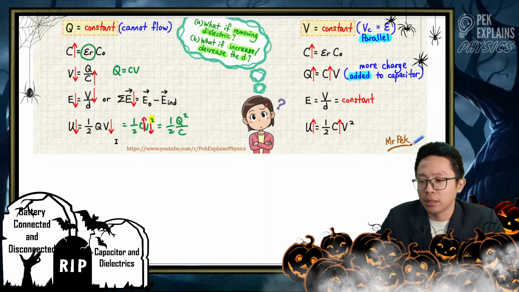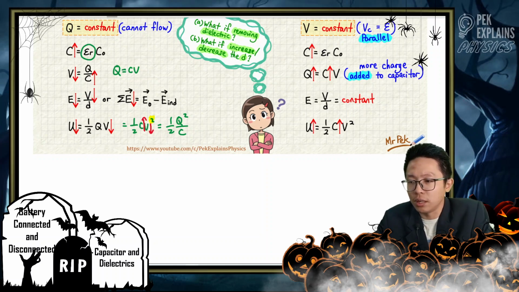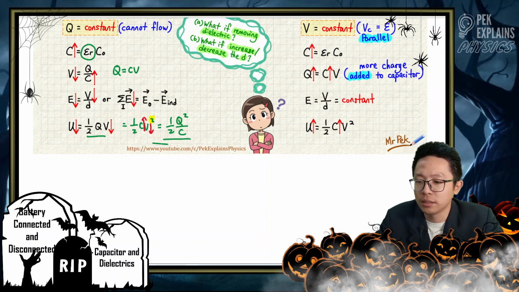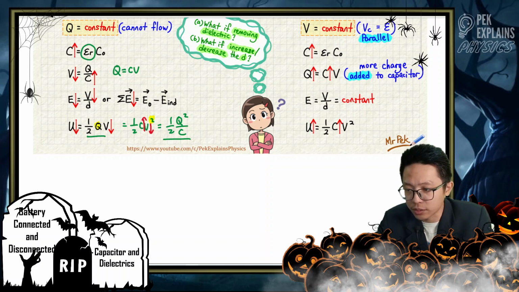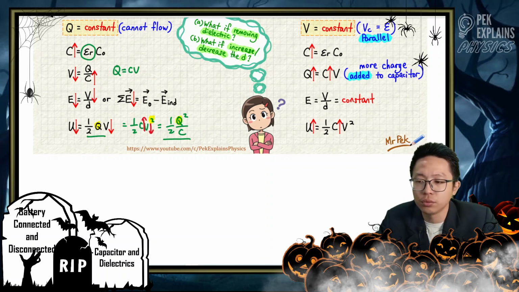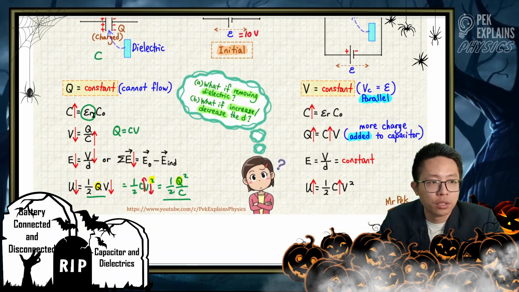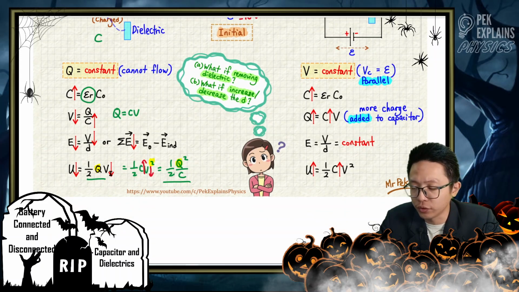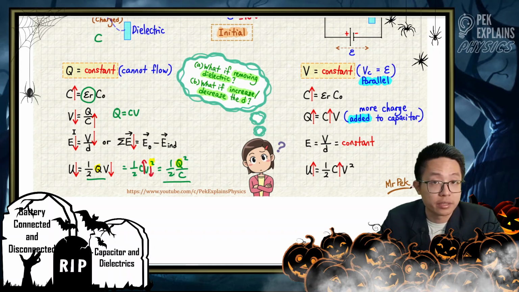Better use these two, this one and this one. Why do I say that? Because they have a constant Q. Do you see that? These two have a constant Q. So what happened to the voltage just now? Voltage decreases. So voltage decreases, potential energy decreases.